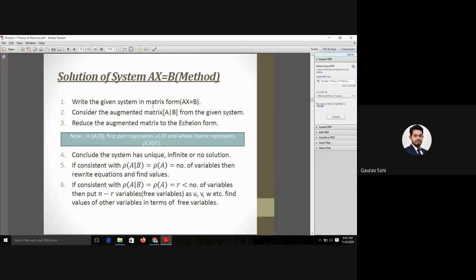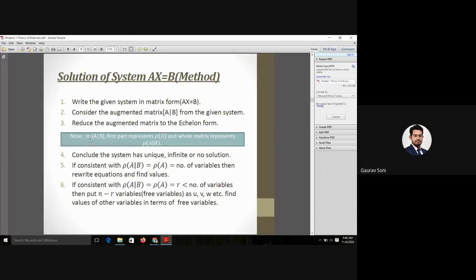So write the system in matrix form. What is our matrix form? Ax equal to b. Once we get the matrix form, you write down the augmented matrix AB from the given system. Then, what will I do? Reduce the augmented matrix to echelon form. The echelon form is the first form by which we were finding out the rank. I will quickly revise what echelon form is. In echelon form, if there is a zero row, it is placed at the bottom. The first non-zero entry of the next row has to be on the right hand side of the previous row. So you have to convert the augmented matrix to that form.